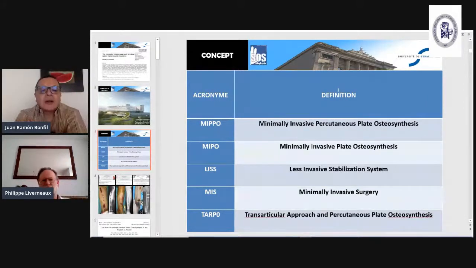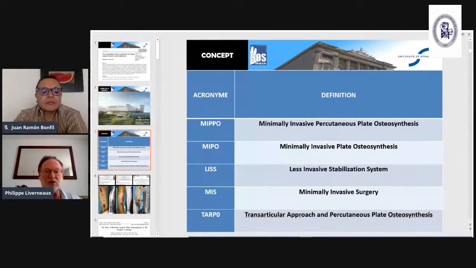Okay. Déjà. So about minimally invasive techniques, there are different acronyms. One is Mipo, minimally invasive percutaneous plate osteosynthesis. So if you want to find it on PubMed, you have to type these keywords. The best one is Mipo, minimally invasive plate osteosynthesis. There are other ones, less invasive stabilization systems, or minimally invasive surgery, or transarticular approach and percutaneous plate osteosynthesis. Whatever, that means that there are a lot of papers published about Mipo, minimally invasive plate osteosynthesis.